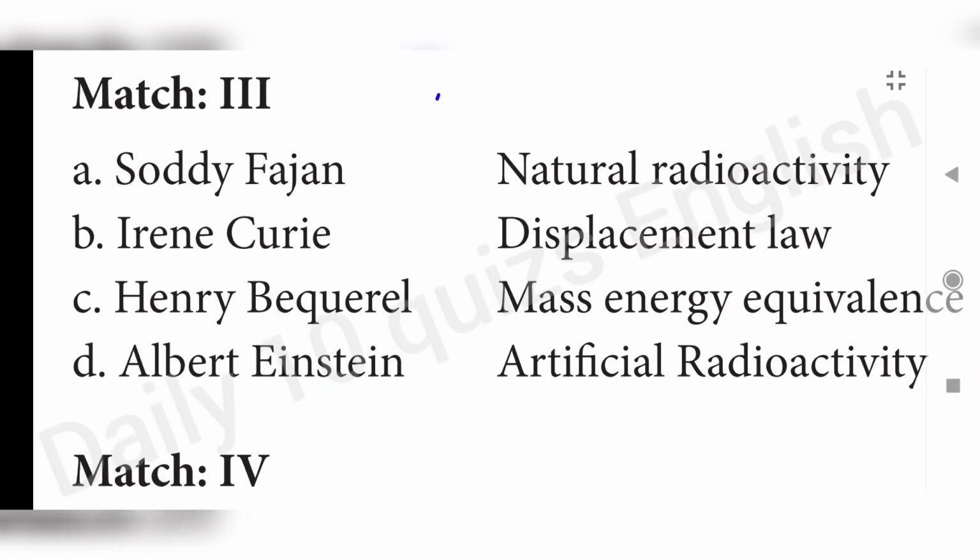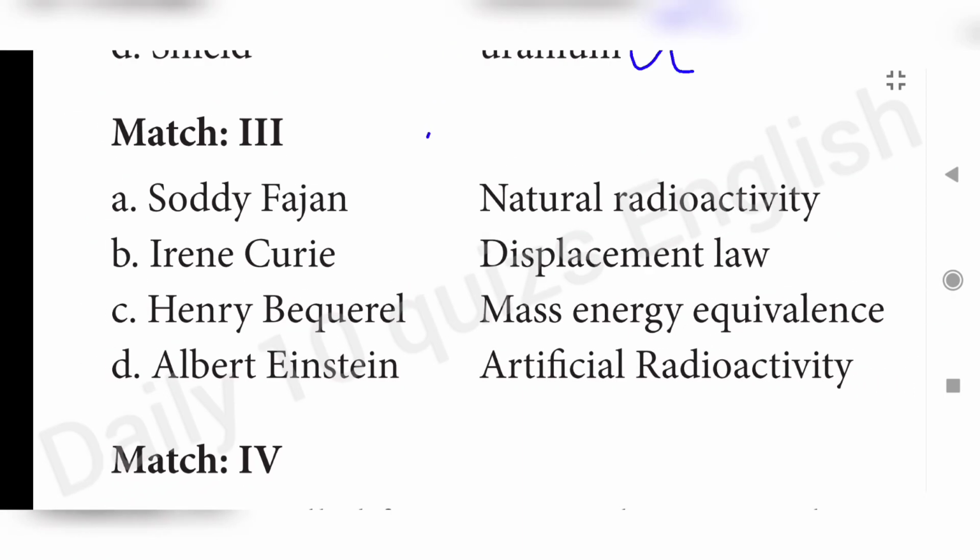A, Soddy-Fajans, it is displacement law. B, Irène Curie, so she invented artificial radioactivity. So it's B. C, Henri Becquerel, it's natural radioactivity. D, Albert Einstein, it's mass energy equivalence. Option D. So the order is C, A, D and B.